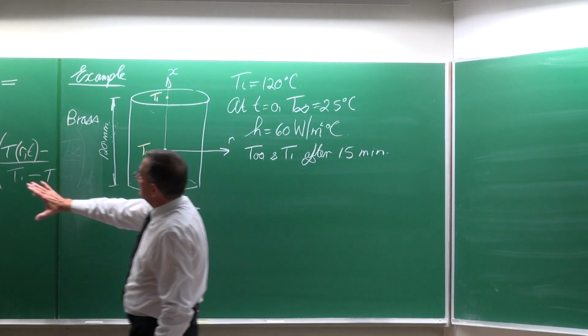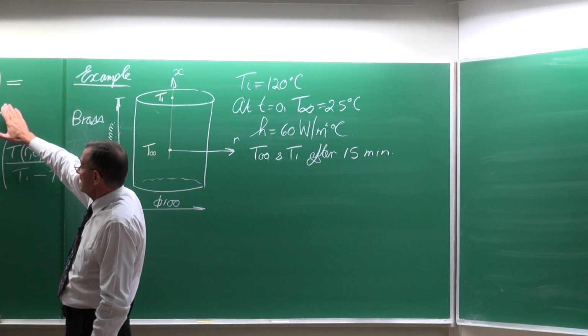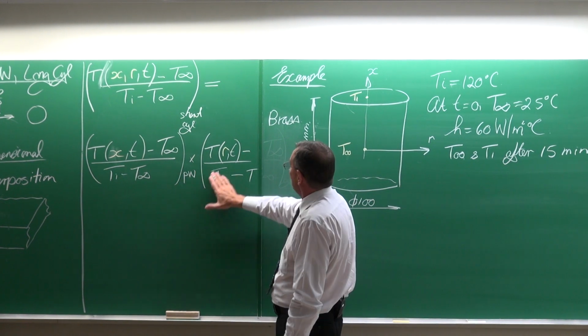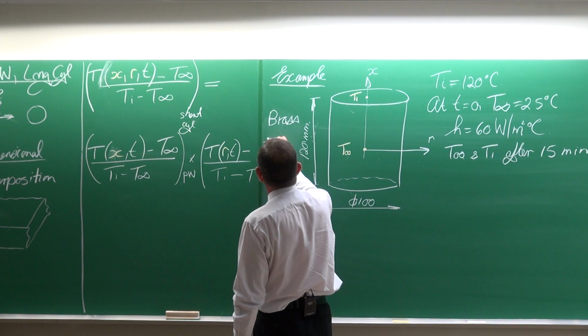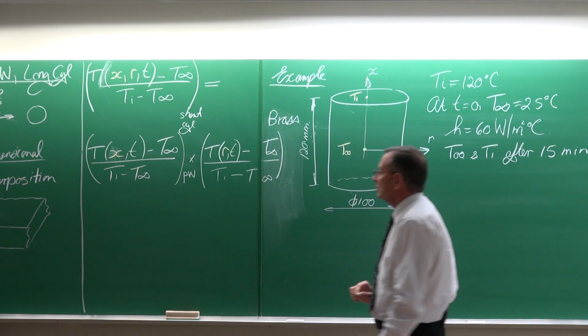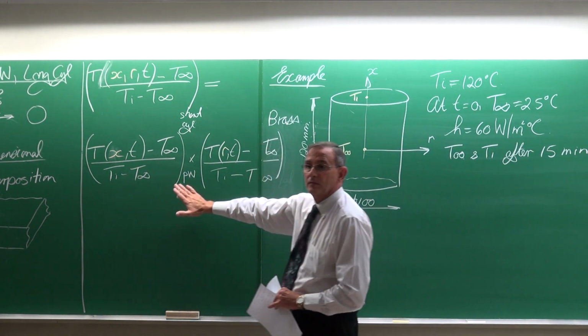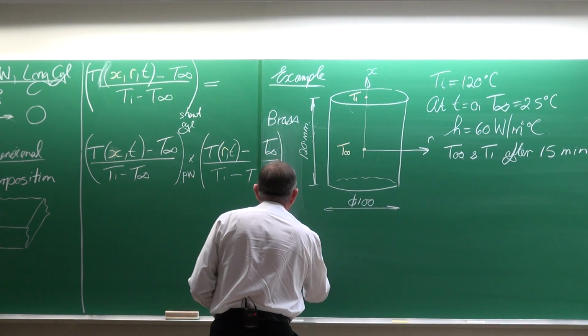Right, so if we look at this solution, it says the solution for a short cylinder is the solution for a plain wall multiplied by that of the long cylinder. We just put it back like that. Okay, so let's first look at this part of the problem, the plain wall part.